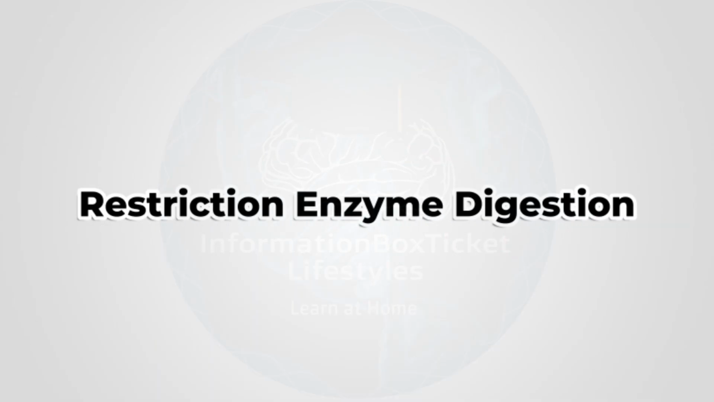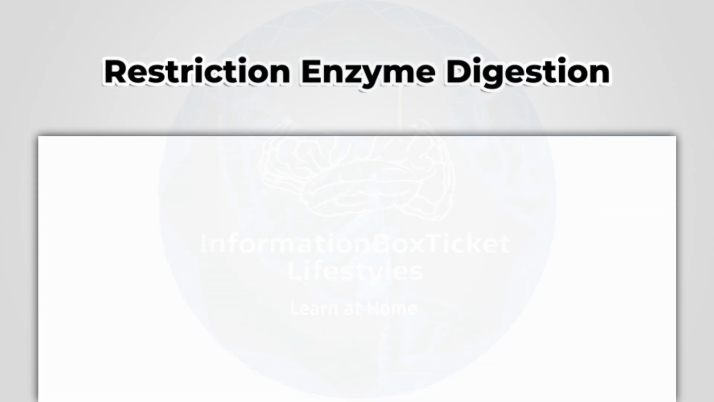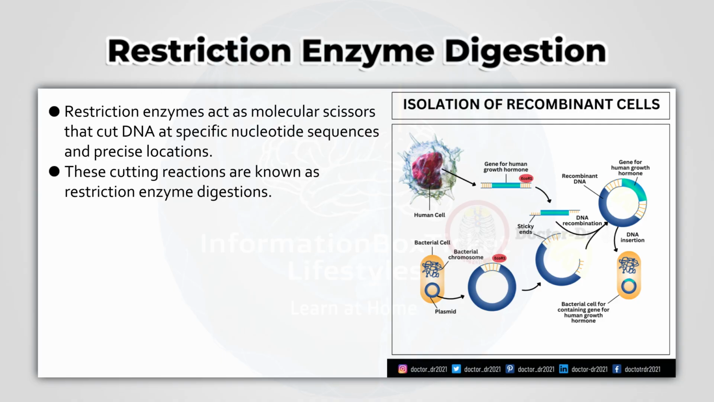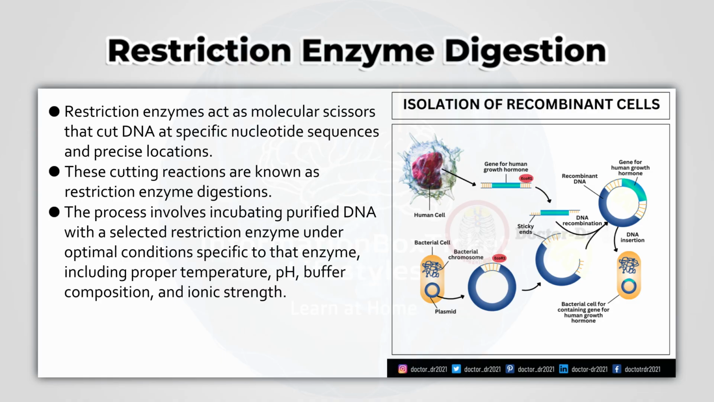Restriction enzyme digestion. Restriction enzymes act as molecular scissors that cut DNA at specific nucleotide sequences and precise locations. These cutting reactions are known as restriction enzyme digestions. The process involves incubating purified DNA with a selected restriction enzyme under optimal conditions, specific to that enzyme, including proper temperature, pH, buffer composition, and ionic strength.